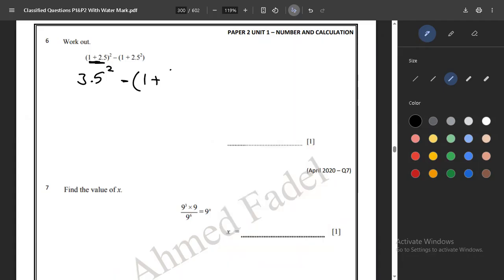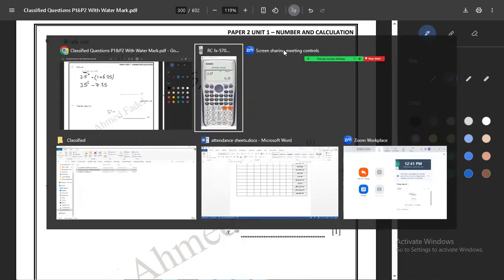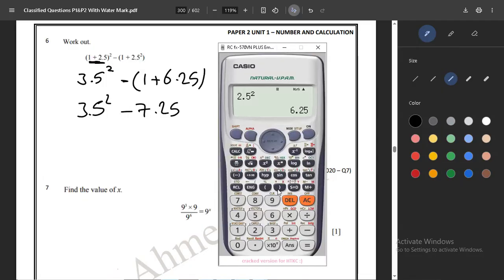So here 6.25, which means that it is 3.5 squared minus 7.25. Do it on the calculator. No need to waste your time on working this out. Here you're going to find that 3.5 squared minus 7.25 equals 5 exactly.